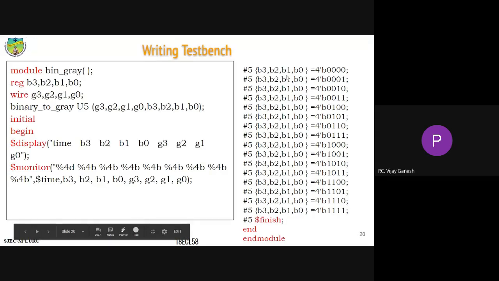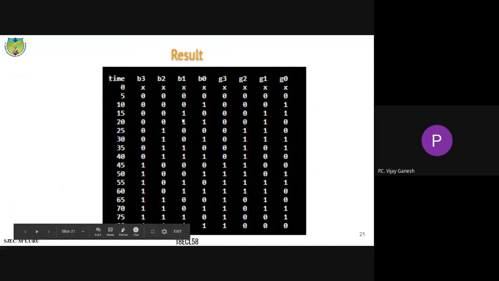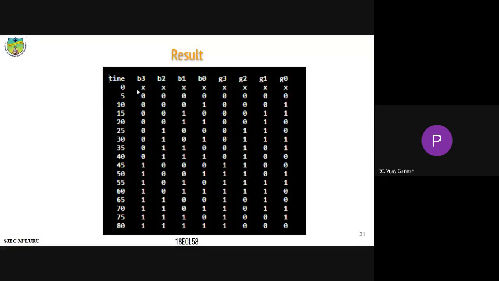So we have given all the values from 0 to 15. Then we asked the simulation to stop. Okay, so this is the result you will get. As I told earlier, initially at time t equal to 0, you can see B3, B2, B1 and B0 are unknown and the output is also unknown for us. Whereas after 5 units, it straight away goes to 0, 0, 0. That means within that time, we have simultaneously allocated all the values to 0. Then 1, 2, 3, it keeps on going. Similarly, you can check the output values also.